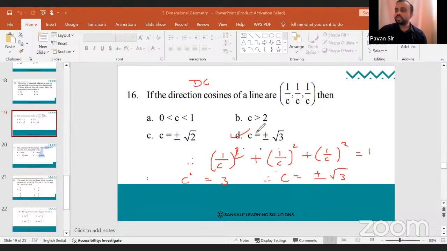I hope you understood this shortcut method. Shortcut in the sense that I directly solved here. Those who still have not understood, you can write it like this: 1 plus 1 plus 1 upon c square, equal to 1. LCM is common, that is c square, which is 1. 3 is equal to c square. Now you come to know, it is very easy. Option D is the answer. Next question.